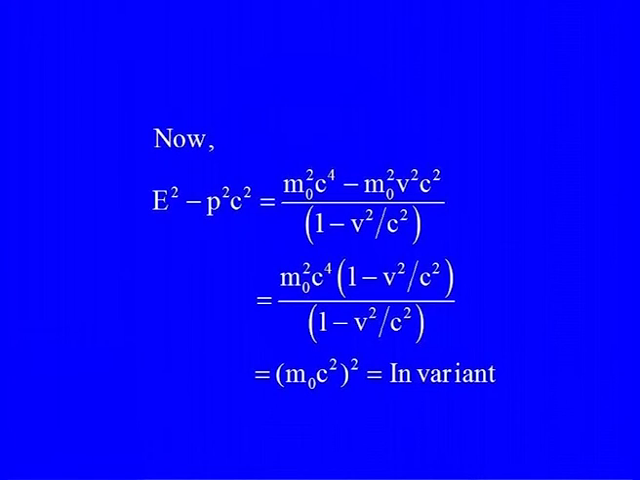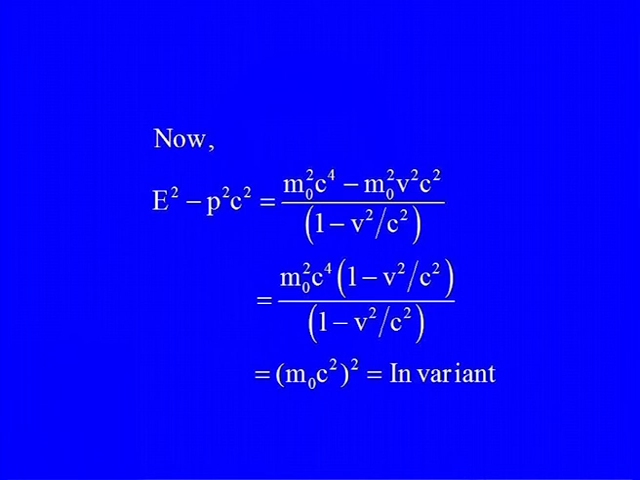You will see that when you do E squared, that's the total energy, and from that you subtract P squared, that's the momentum squared, times the velocity of light squared. You're going to get something very interesting. You're going to get (m0 c squared) whole squared, that is, that's nothing but the rest mass squared of the body.